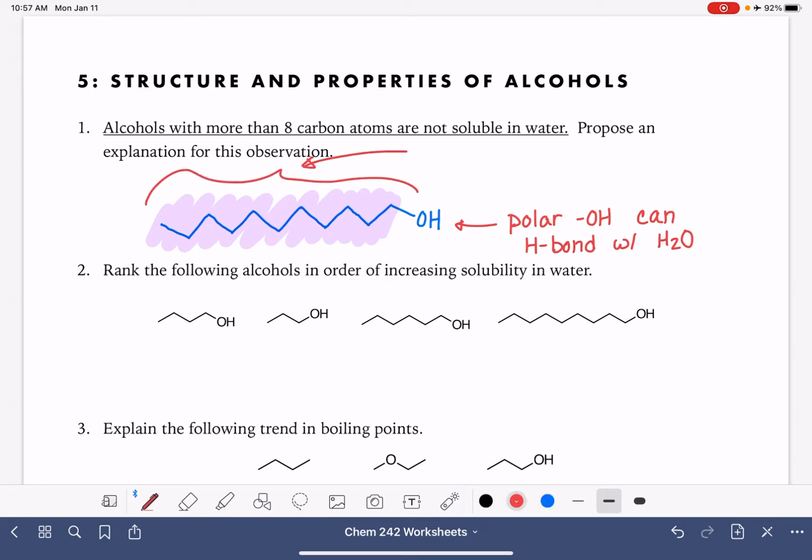So this would be too much nonpolar, not soluble in water, despite the fact that we have the polar OH group.